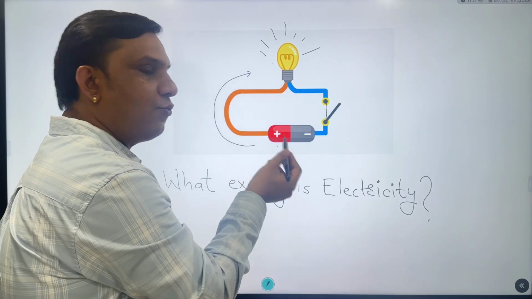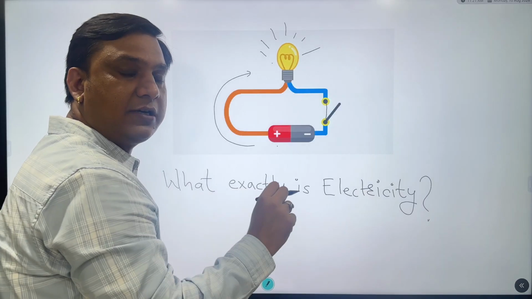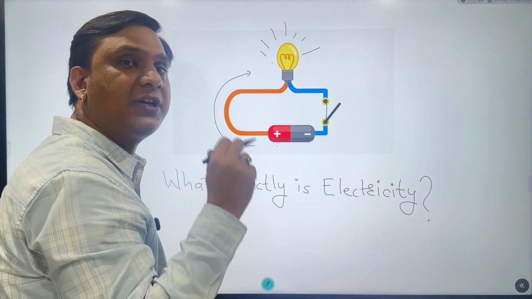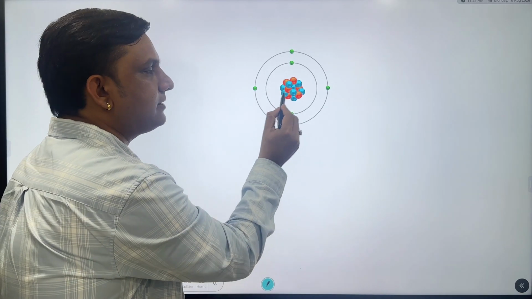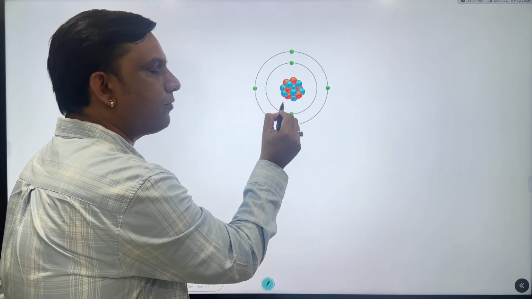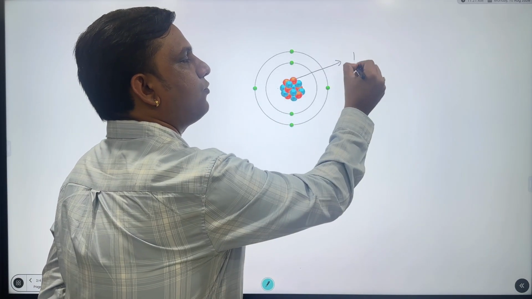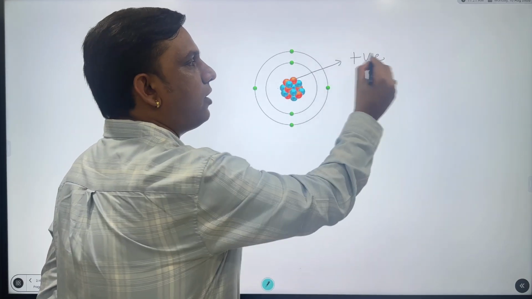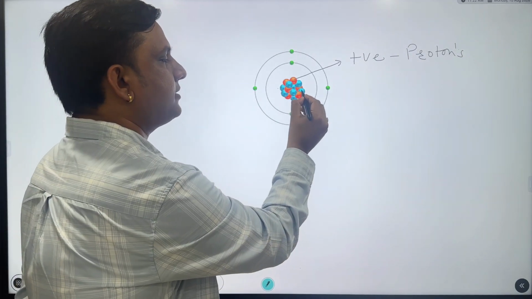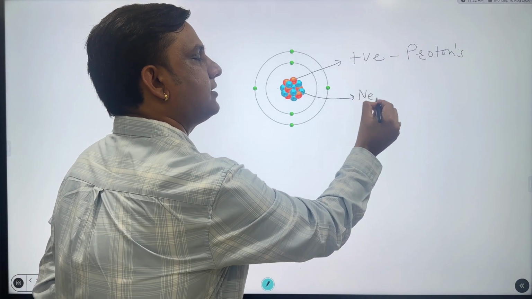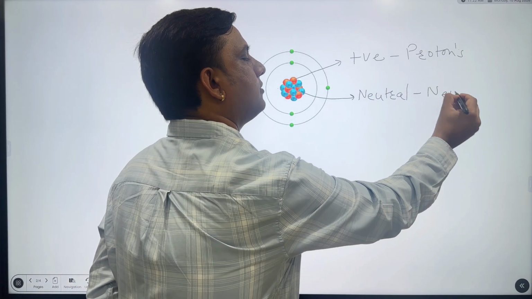Now, to understand what exactly happens inside this circuit, how this current exactly flows, we have to understand the concept of atomic structure. Let us consider a structure of an atom. What is inside the atom? Inside the atom, in the nucleus, there are two types of charges present. Those are the positive charges, and we call them protons. And these charges we are representing with neutral charges. These are the neutral charges in the nucleus, called neutrons.